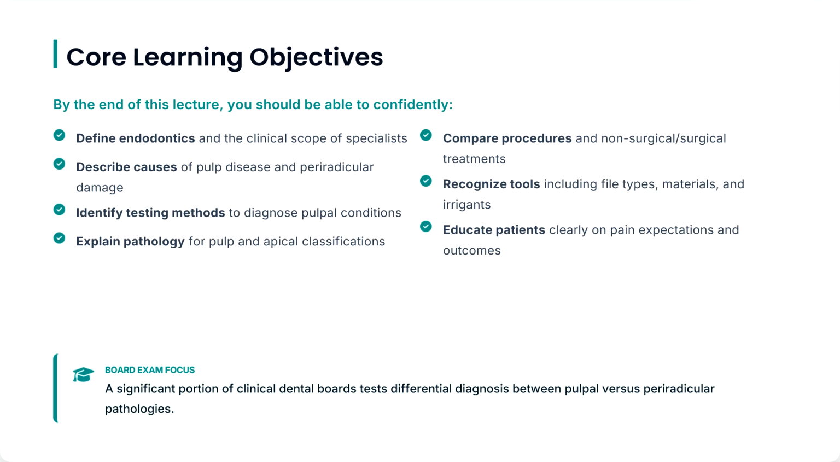So this is what I want you guys to know by the end of this lecture. Number one, define what it is. We already kind of looked at this, but I'll put it back on the screen. You want to know causes of pulp disease. Testing methods for pulpal treatment, like what are you going to do in the office? Pathology, which is pulp and apical classifications. Remember, periradicular, apical, all this root stuff, because that's all endodontists do, is deal with the pulp and the nerves and the root inside the tooth.